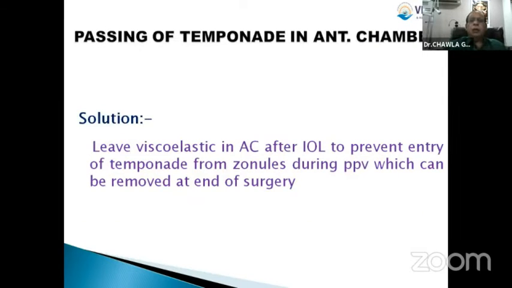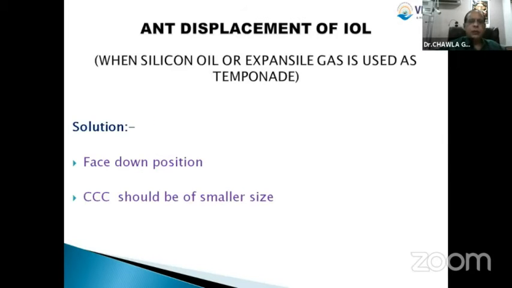Sometimes when we are performing the surgery, the tamponade, whether it is gas, simple air, or silicone oil, comes into the anterior chamber and that causes trouble in performing the surgery. To prevent this, we can leave the viscoelastic in the anterior chamber to prevent this entry of tamponade from the zonules during the vitreous surgery, which can be removed at the end of the surgery.